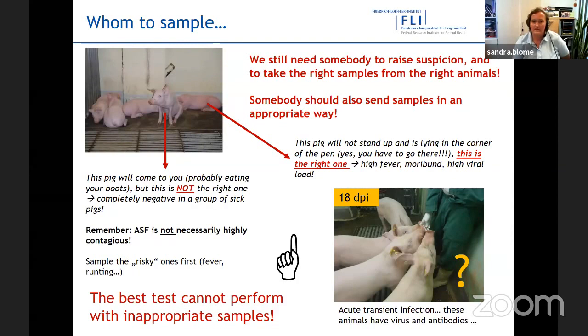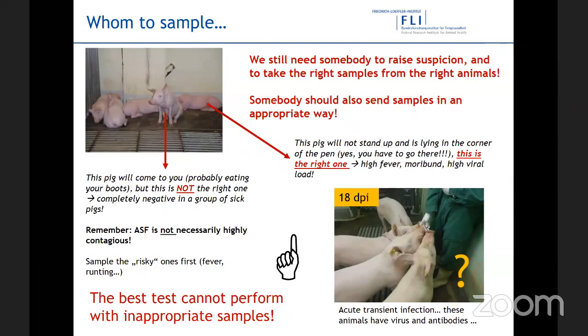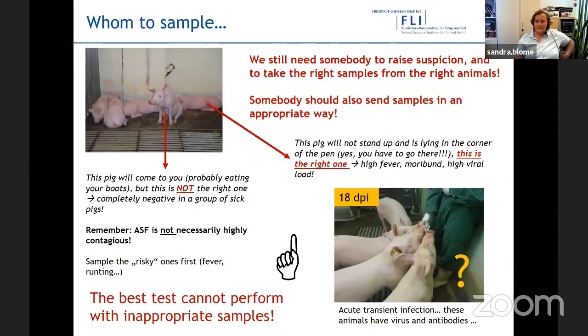So remember, ASF is not necessarily a highly contagious disease. It does not spread like hell. So you have to sample the risky ones. So the risky ones are the ones with fever. They show runting, just the sick ones.